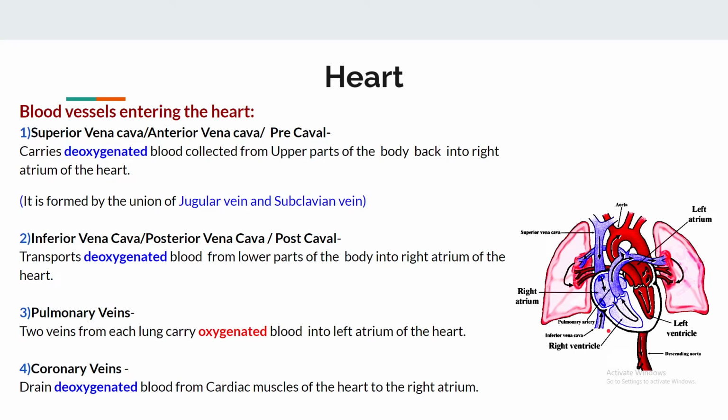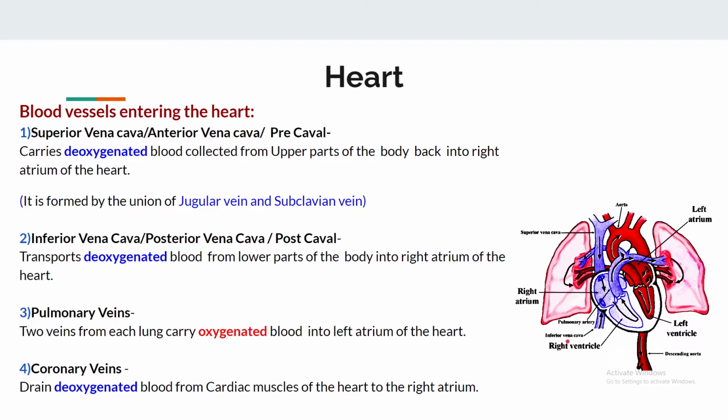Heart. Blood vessels entering the heart. Superior vena cava, which is known as anterior vena cava or precaval. It carries deoxygenated blood from the upper part of the body back into the right atrium of the heart. And the superior vena cava is formed by the union of two veins. One is jugular vein and another is subclavian vein.